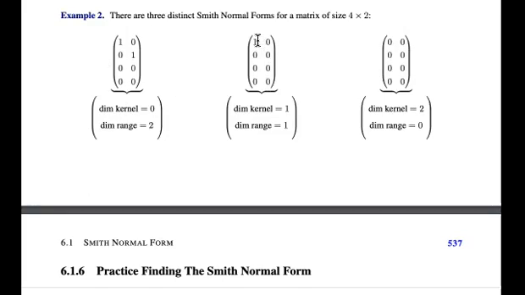Right here, the dimension of the kernel is 1 because there's 1 zero column. Here, the dimension of the range is 1. The dimension of the kernel is 2. The dimension of the range is 0.